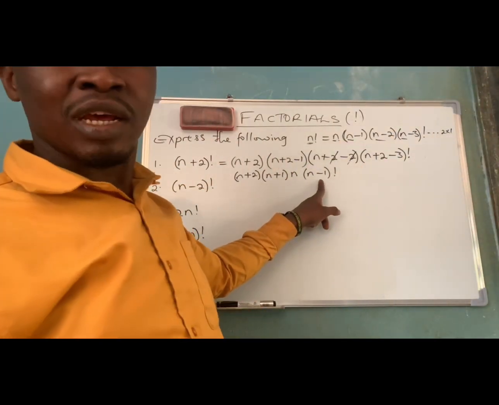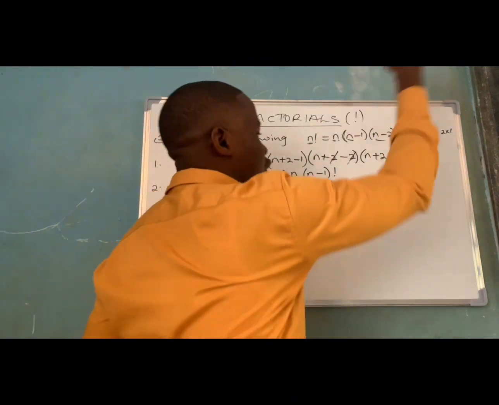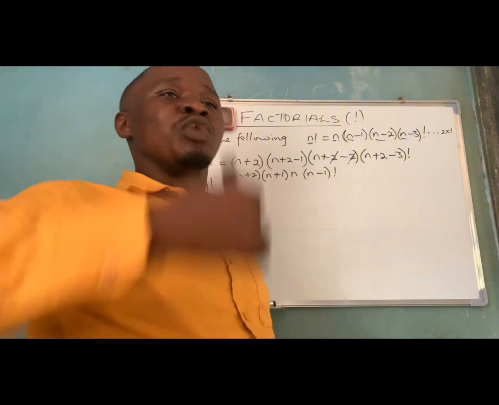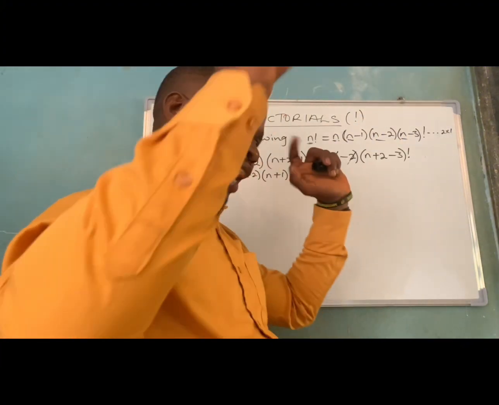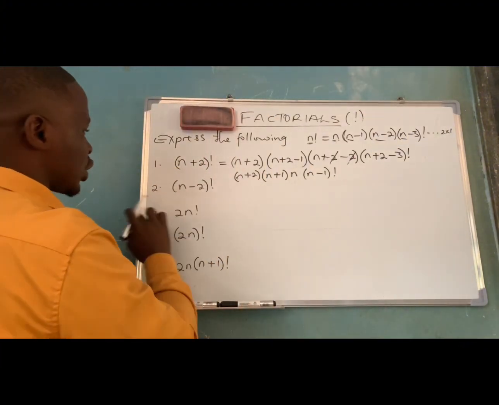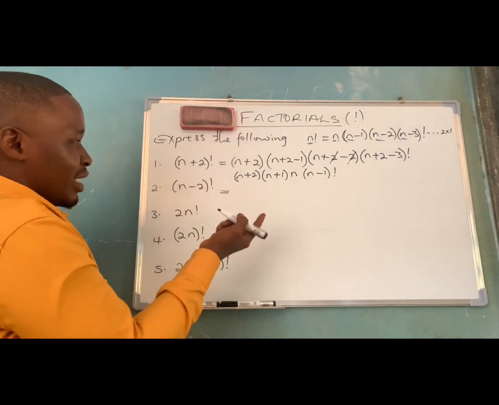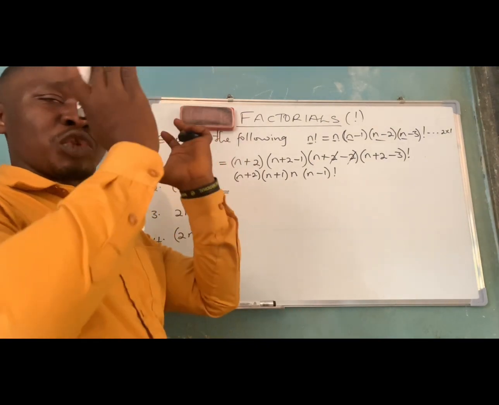You get n minus 1. What if we decide to continue? What will be the next bracket? N minus 2 with the factorial. Alright, so let us come to this one.